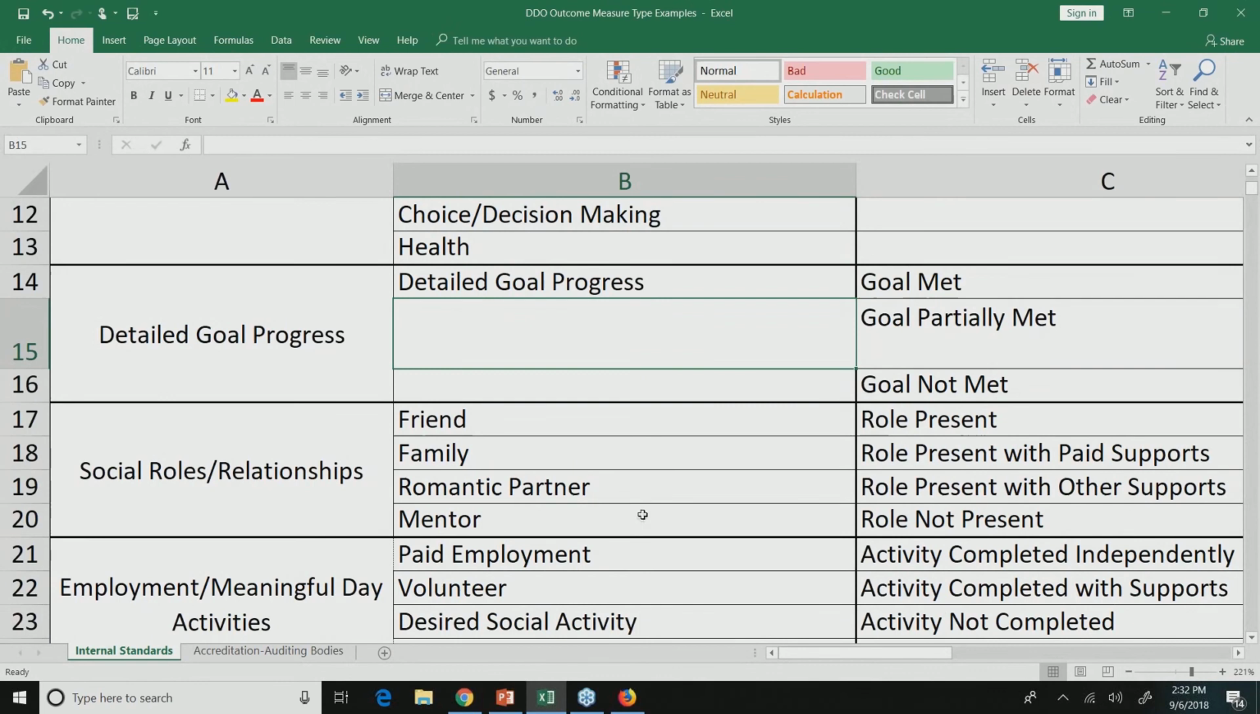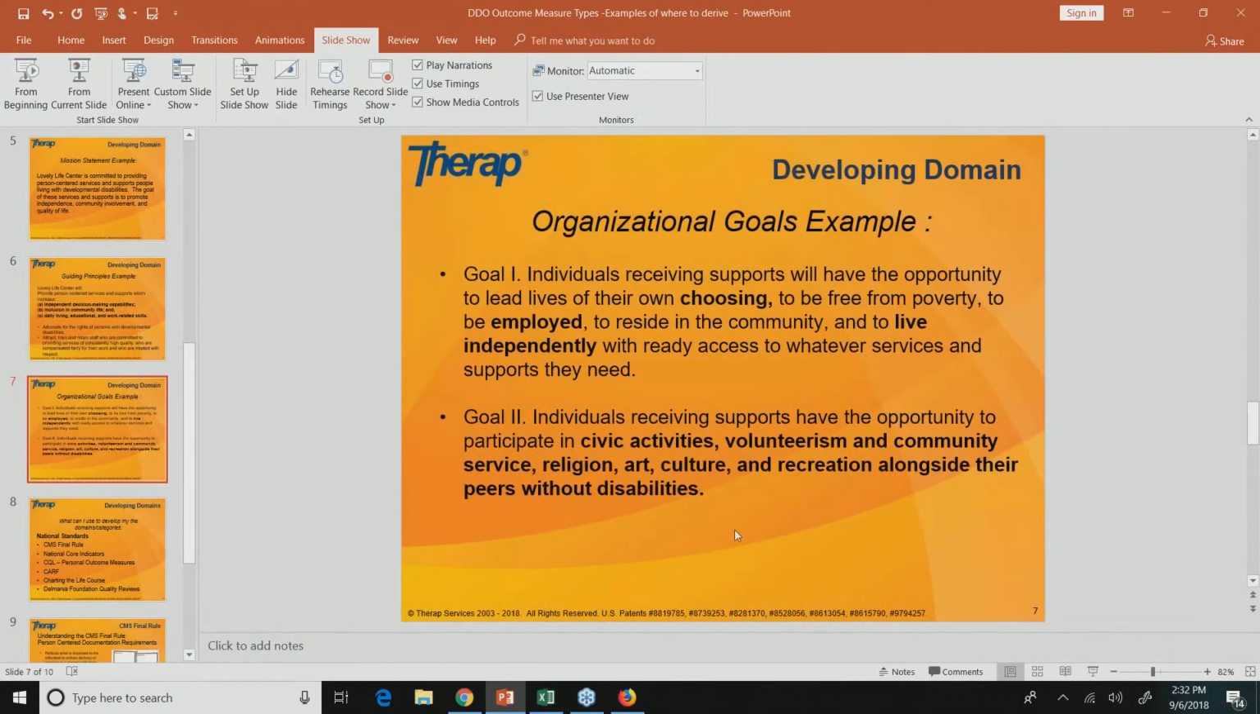In that particular example, you may want to change that around to say, all right, those particular categories that we were looking at, did this person have the support or participate or experience that with paid support, without paid support, with a family, a friend, or however you want to categorize that. So you can certainly have some variety in what you're doing and how you're developing those outcome measure types.